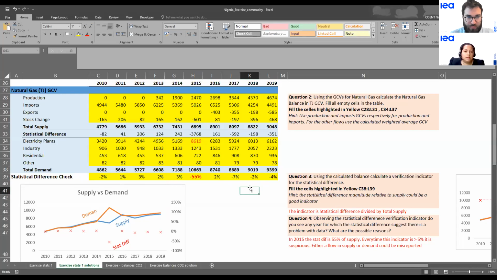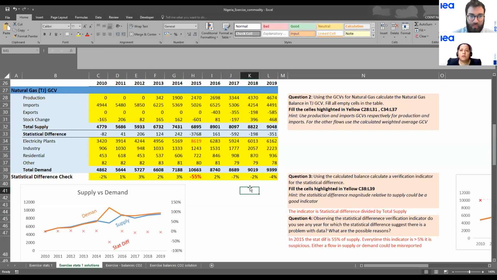But here in this case, it's minus 55, and it gives you an indication that one of the components in the energy balance is not reported in a proper way. So it could be either in supply or in demand, something must be misreported.